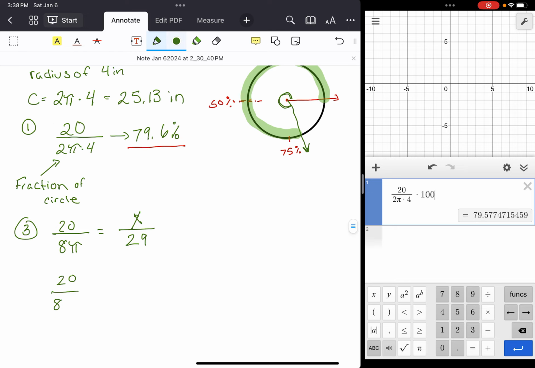our 79.6% of the circle. And I need that percentage of 29. So I'm going to just keep that same expression in my calculator, times it by 29, and I would get 23.1 Swifties.